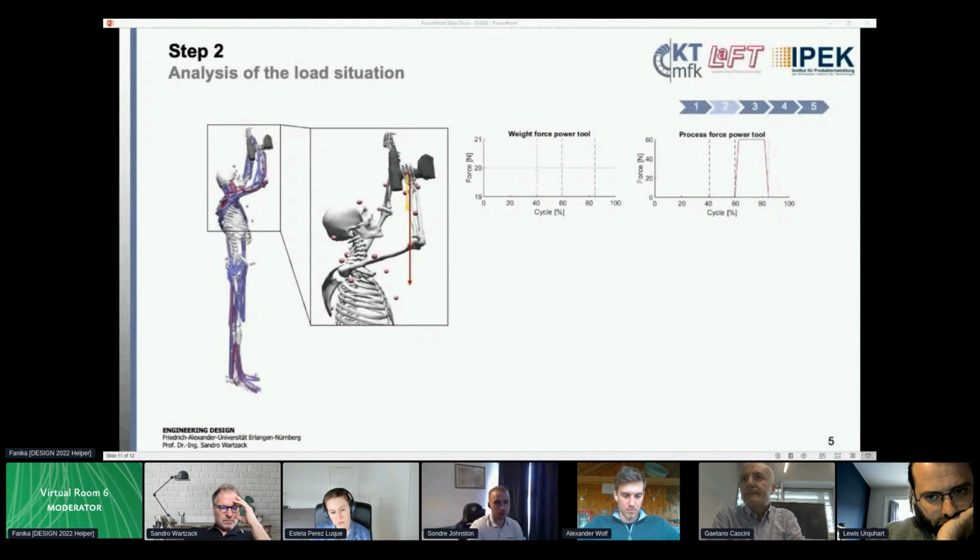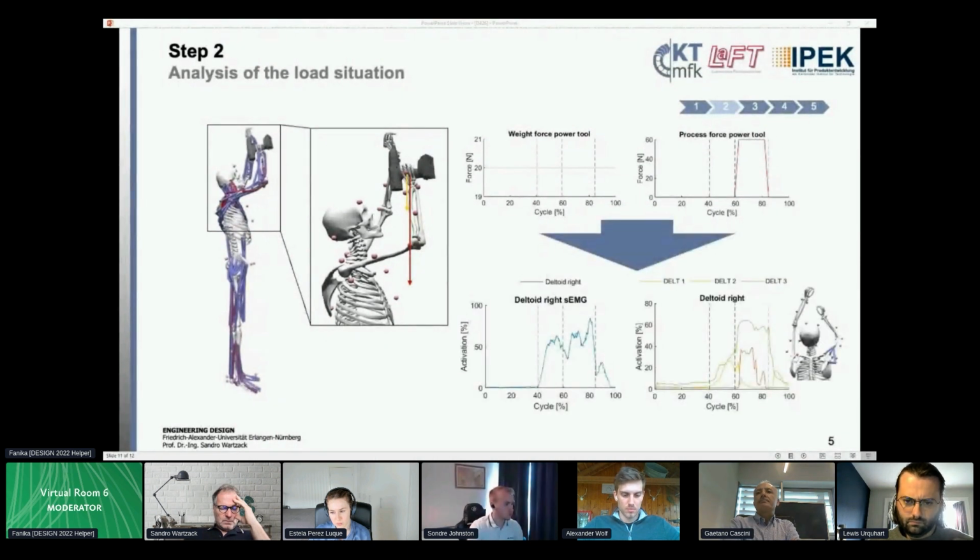For this purpose, a constant weight force of the cordless screwdriver and a constant process force during the screwing-in process are applied to the right hand. The resulting muscle activation will be compared to the measured muscle activation and especially examined for the loading situation during the load case. We are using the right deltoid muscle as an example. This shows the activation of the muscle increases, especially during the screwing-in process, which could be used as a basis for possible approaches to relieve the user.